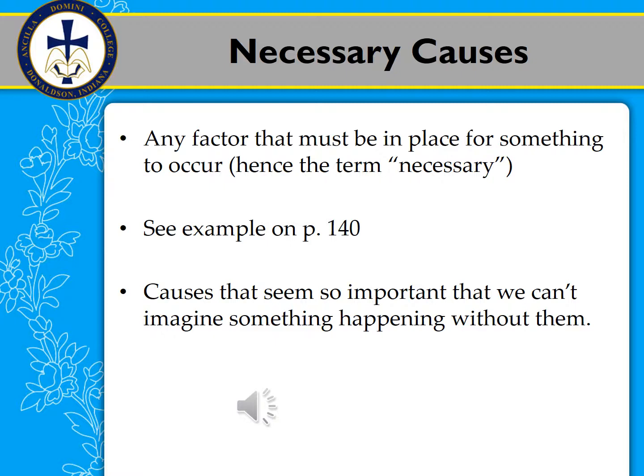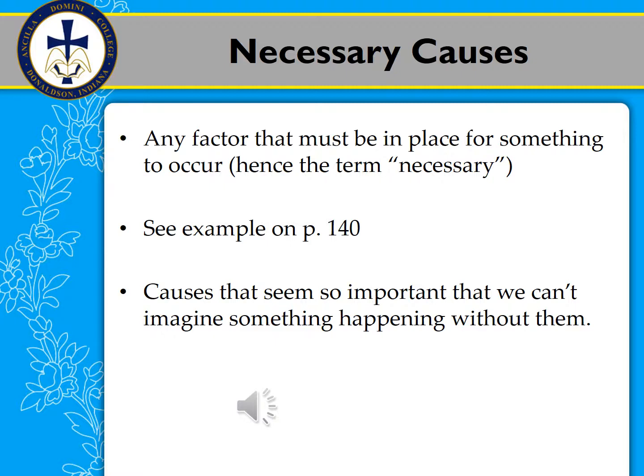The example that they give on page 140 is a scientific one having to do with photosynthesis. And they talk about how sunlight, chlorophyll, and water are all necessary for photosynthesis to happen. If you remove one of these elements from the equation, the natural process just doesn't take place. But since none of them could cause photosynthesis on their own, they are necessary causes, but they're not sufficient causes, which we'll talk about later.